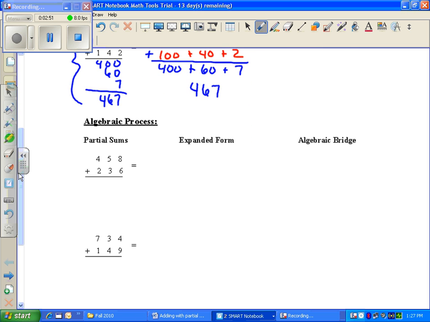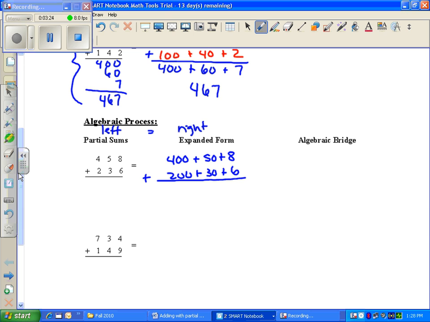So once again, we'll do the algebraic process looking at left hand equals right hand. So my left hand is going to be equal to my right. So decomposing 458, 400 plus 50 plus 8, we're going to add to that 200 plus 30 plus 6. The other thing we need to recognize about the algebraic process is not only left equals right, we always do math left to right.